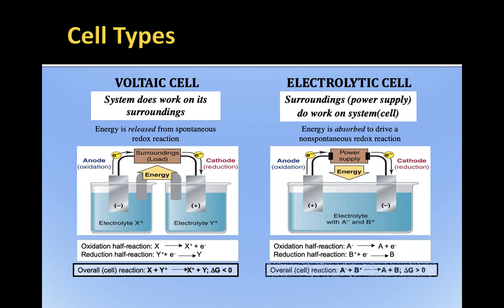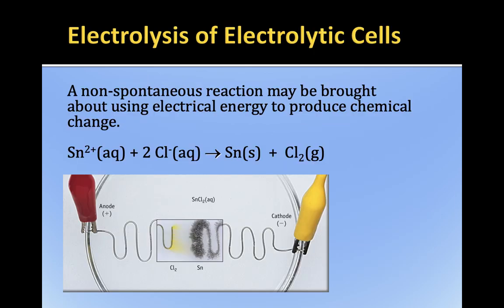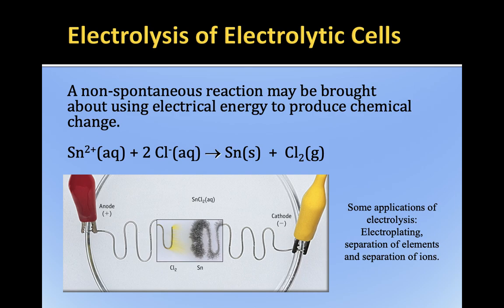In terms of our reactions, we've seen these before. The only big difference is our sign connotation on our free energy and our cell potential, our E cell. Just as a refresher, a non-spontaneous reaction can be brought about using electrical energy to have our chemical change occur. There's a couple different reasons we would want to do this. One is if we had some form of electroplating. This is how we get all of our plated materials, through this process of electrolytic reactions.